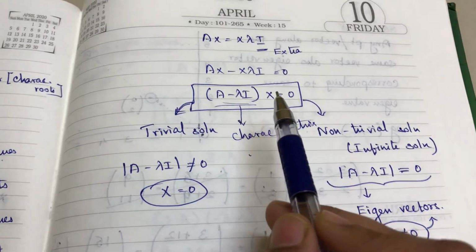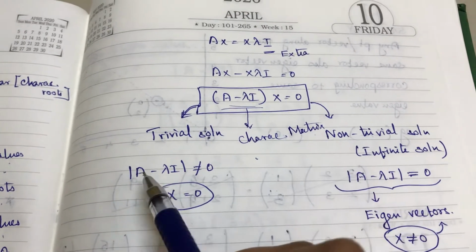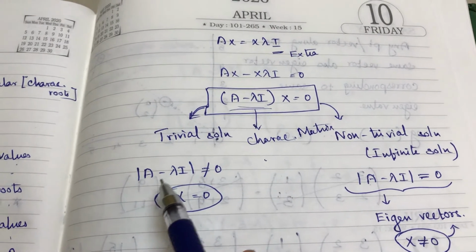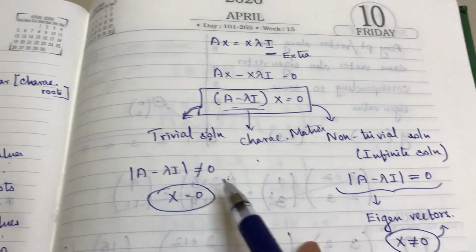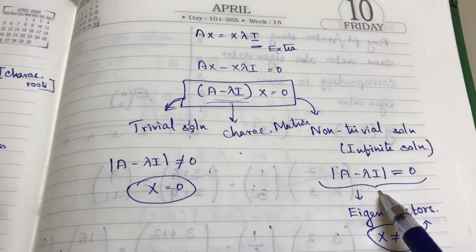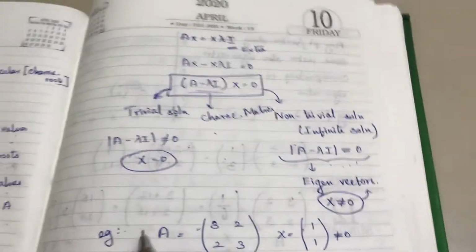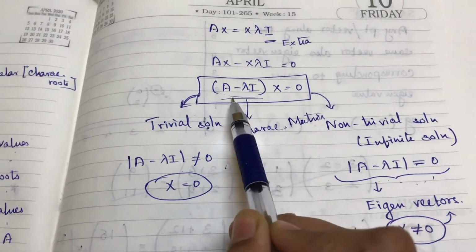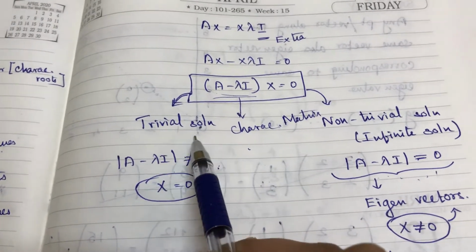This equation forms two solutions, trivial and non-trivial. The determinant of A minus lambda I not equal to 0 means it is a trivial solution. The determinant of A minus lambda I equal to 0 means a non-trivial solution. Just concentrate here: we are comparing only the characteristic matrix part. If the characteristic matrix is not equal to 0, it is a trivial solution. Why?